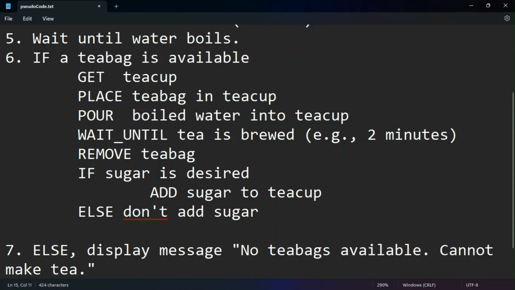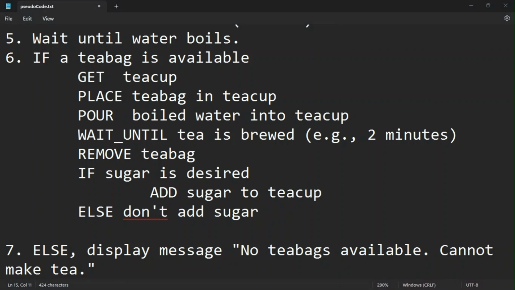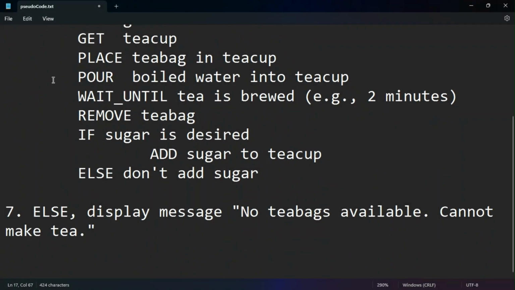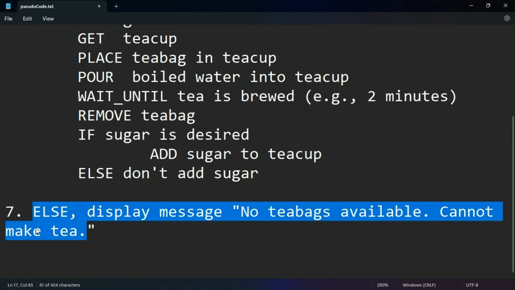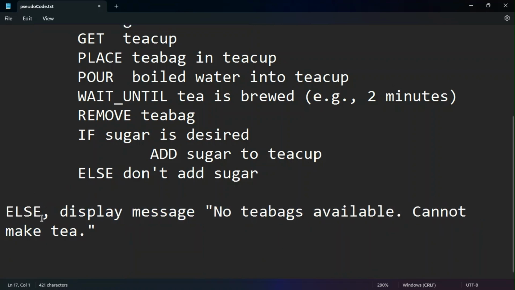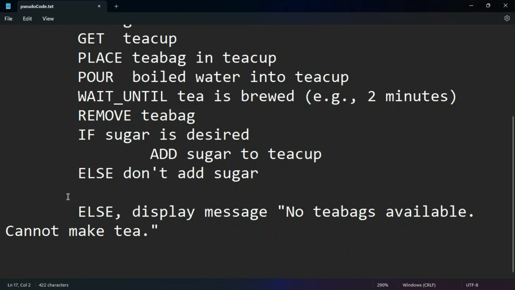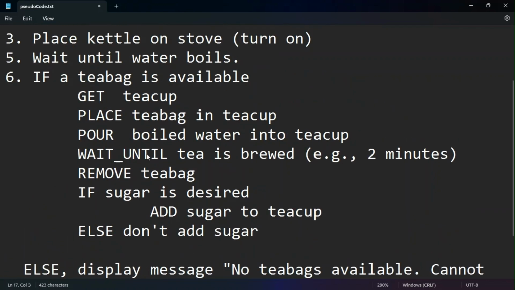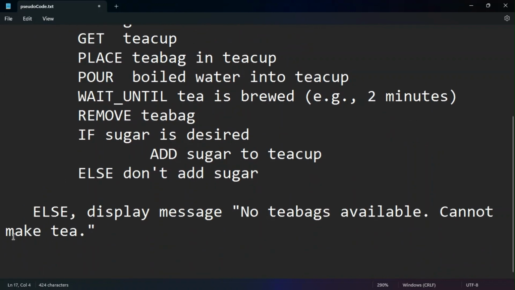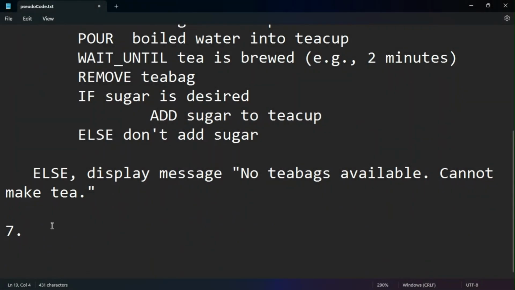So once that is done, we can then essentially serve the tea. So the IF statement over here and this ELSE statement are connected, so we shouldn't put that as a separate step. That could all be one step. And then step 7. So step 7 should actually then be to serve our tea.